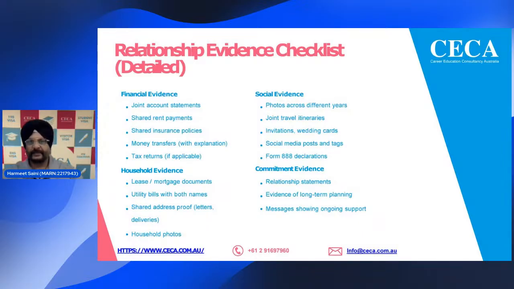Apart from this, you can also include your travel itineraries, wedding invitations, social media posts, and the triple eight form. That is obviously very important and mandatory as well. At least two need to be supplied, and evidence of long-term planning you can state in your relationship statements.